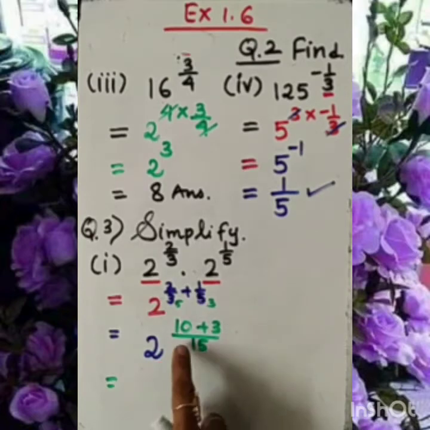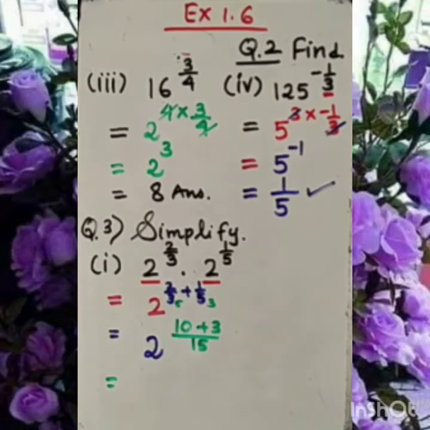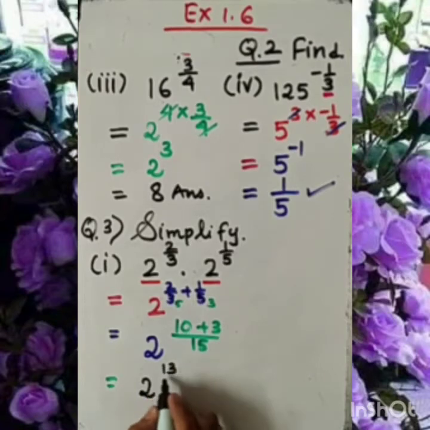So you have to use a little bit smaller writing. Okay, let's see further. 10 plus 3 gives 13. So the simplified answer of this question is coming 2 to the power 13 by 15. Hope it's clear to you.